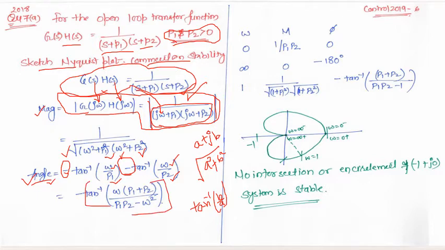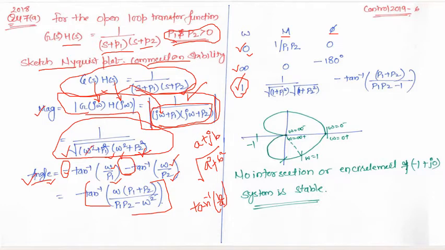Now for plotting the Nyquist curve or polar plot, you must have at least three values of frequency and their corresponding magnitude and phase. So three values of frequency means what? Omega equals 0, omega equals infinity, and you can consider any other value. I am considering 1 here.